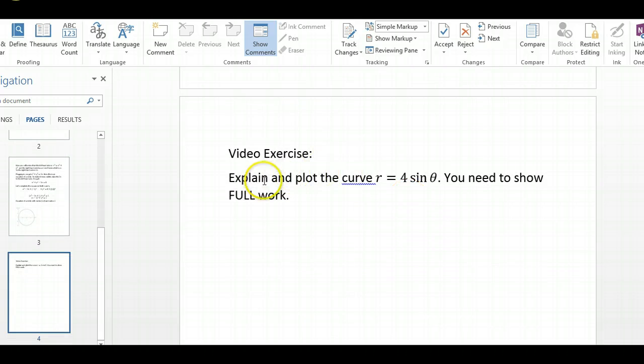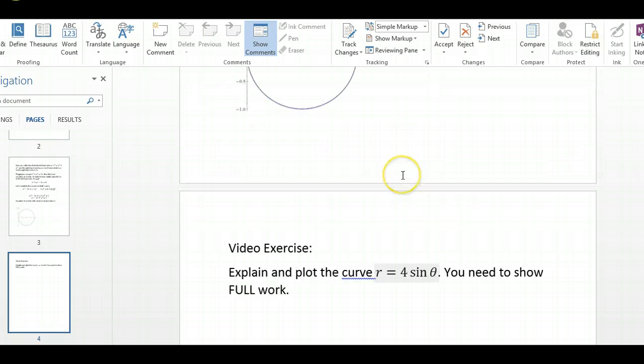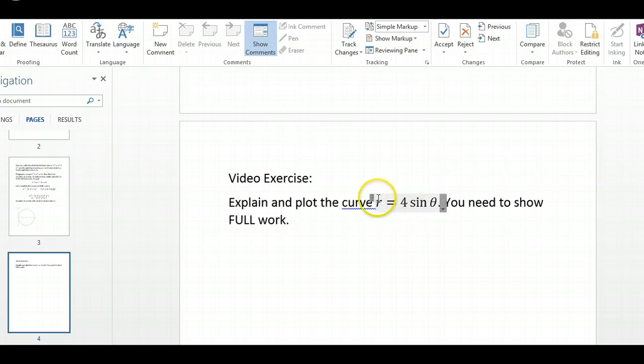Now as a video exercise, I want you to tell me what the curve r is equal to 4 sine theta will look like. So once again, the best way to do this would be to multiply both sides by r, and then proceed as follows. The left hand side will still be the same, but the right hand side will be slightly different. You need to show full work when you do this problem.